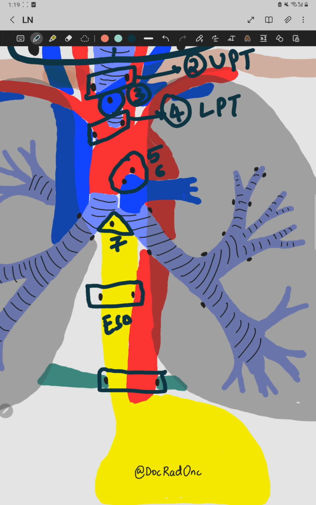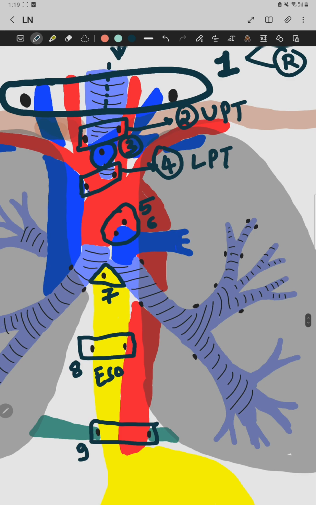So this is the pulmonary ligament. The paraesophageal is station 8, and the pulmonary ligament is station 9. Now station 10. Station 10 is hilar. Hilar is where the primary bronchi enter the lung. See here you can see the primary bronchi entering the lung. So even here this one is hilar. So hilar is station 10.